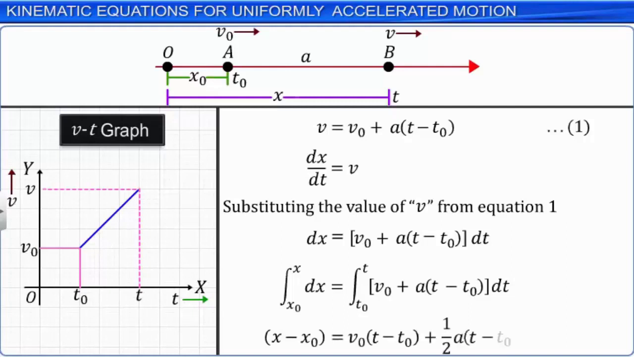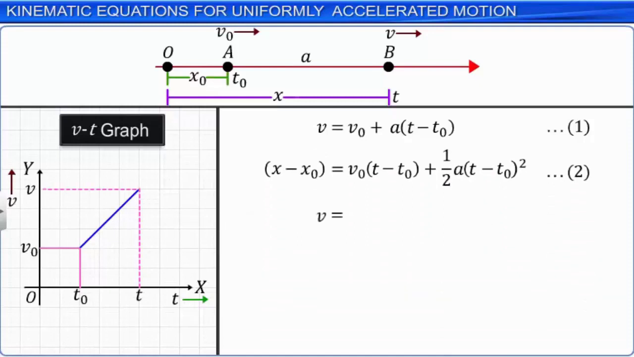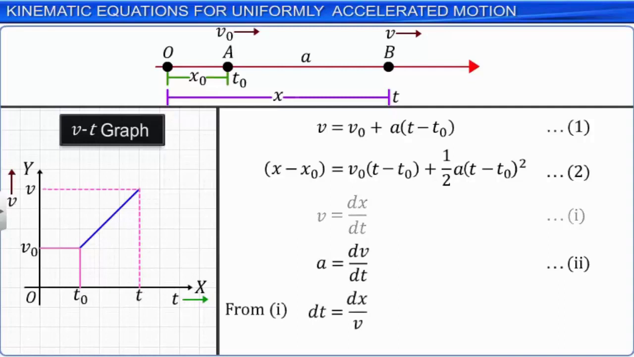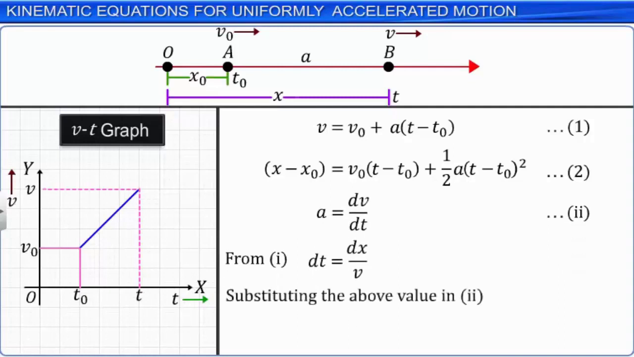v is equal to dx/dt and a is equal to dv/dt. From equation 1, dt is equal to dx/v. Substituting the value of dt in equation 2, we get a equal to v dv/dx. We know that this value of a is a constant. By cross-multiplying, we get v dv is equal to a dx.